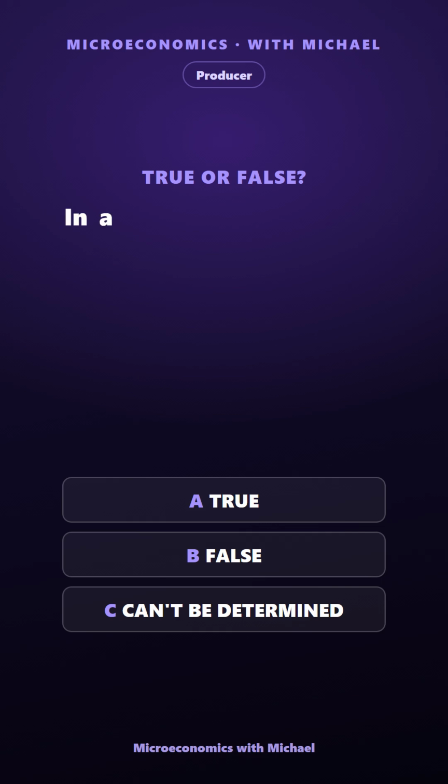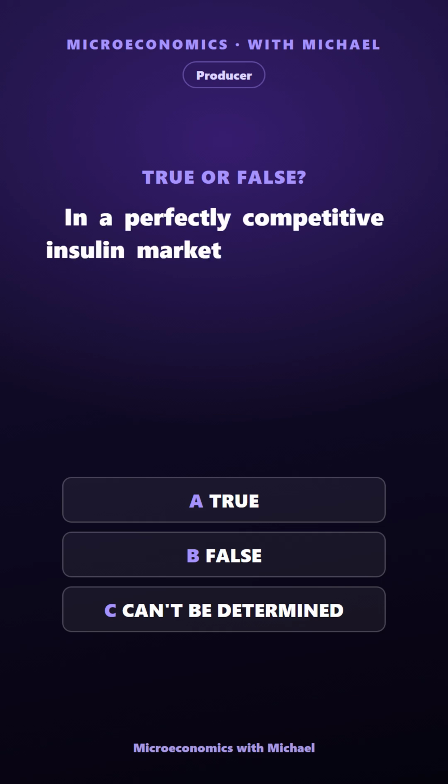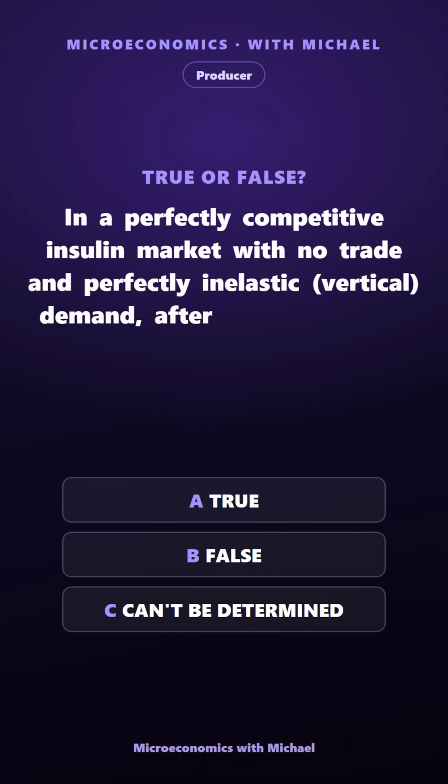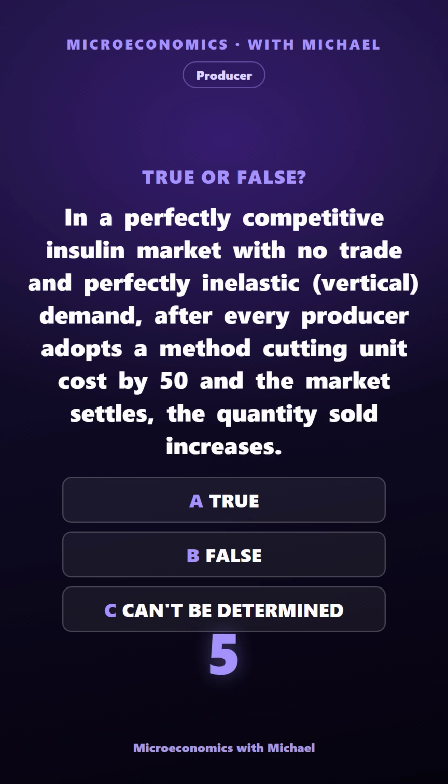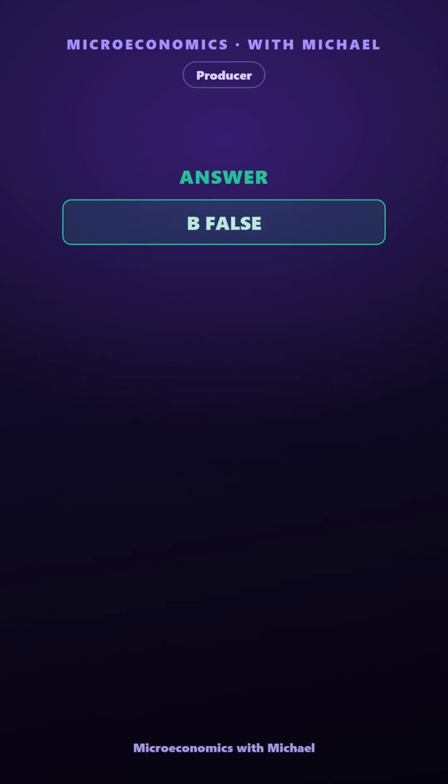In a perfectly competitive insulin market with no trade and perfectly inelastic, vertical demand, after every producer adopts a method cutting unit cost by 50 and the market settles, the quantity sold increases. True, false, or can't be determined? The answer is false. Incorrect.